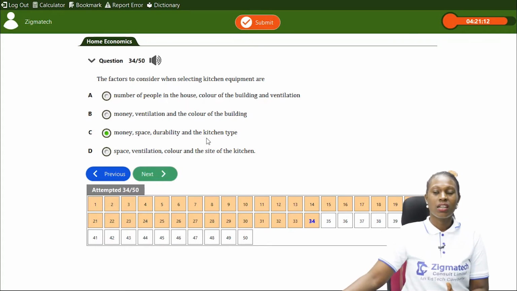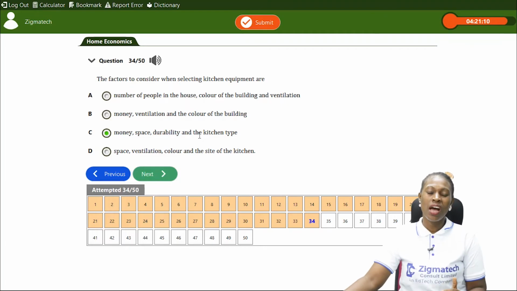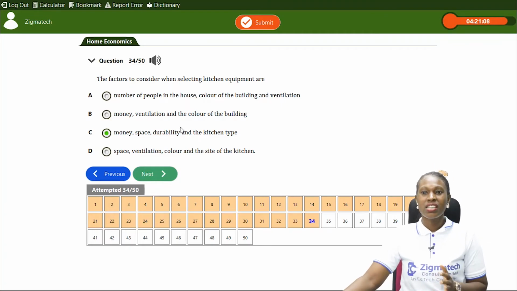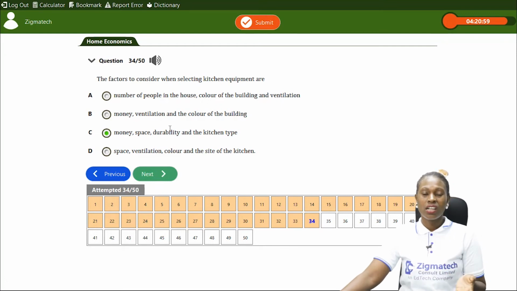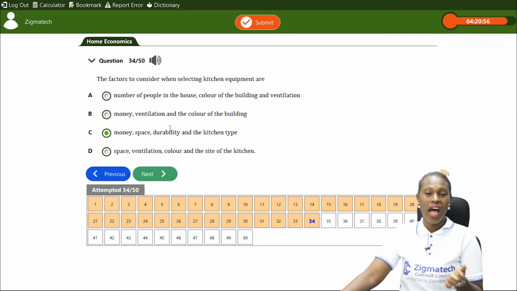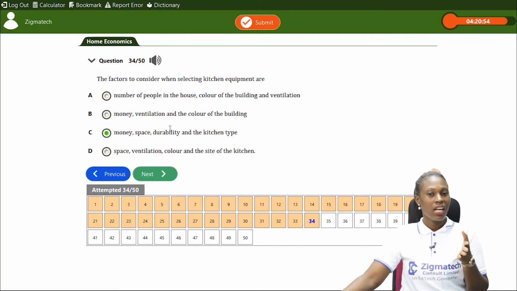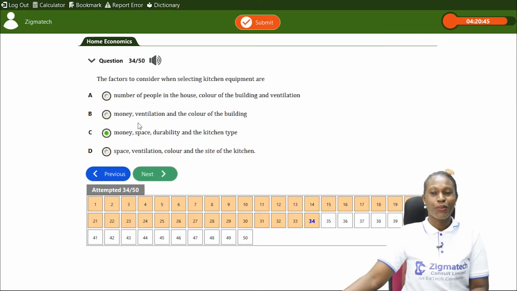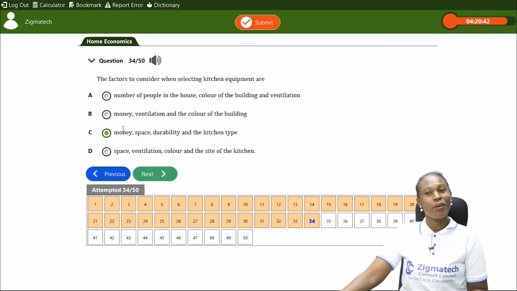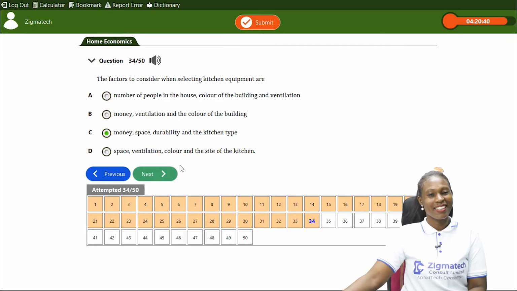So another one is the kitchen type. You know, we have different types of kitchen. So the kitchen type is another determining factor when you're selecting kitchen equipment. So it's very important. Like we have kitchen types such as the U layout, we have the L, and then the corridor type. So you have to look at the kitchen type that you have when you need to purchase your kitchen equipment. Let's look at the next question.